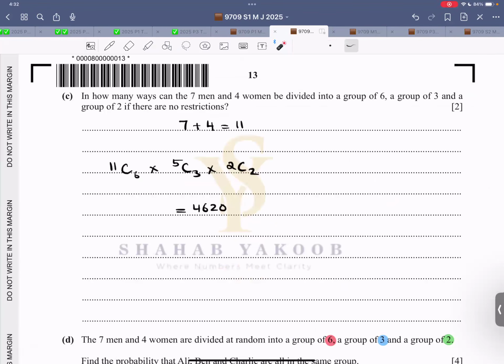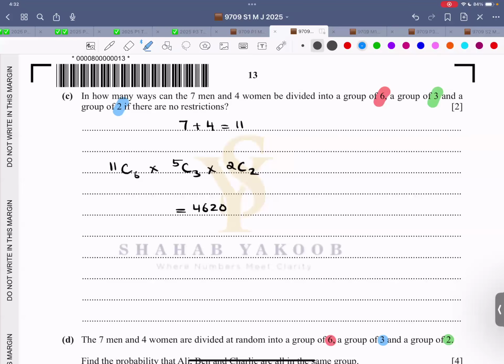Now it says, in how many ways can the 7 men and 4 women be divided into a group of 6 and a group, let me just change the color because it's not about man, woman anyway. So now it's about a group of 6, a group of 3, and a group of 2 if there are no restrictions. So first of all, how many are there? 11. The order does not make a difference.